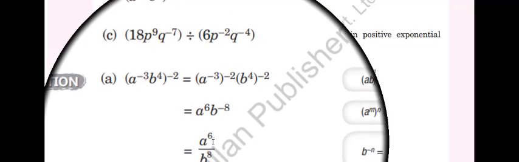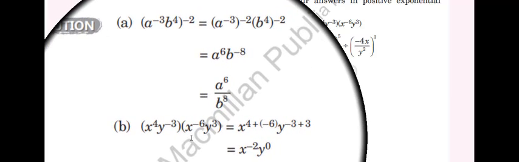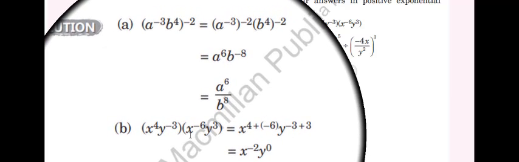Since it's a negative exponent, it will go to the denominator. So the result comes out to be a raised to the power of 6 upon b raised to the power of 8, since we know that b raised to the power of minus n equals 1 upon b raised to the power of n. Now let us solve the next part. Here, since all have a multiplication sign, first of all we'll combine their exponents having the x. X has 4 as well as minus 6, so we'll combine it. Similarly, y is also combined. So it comes out to be y raised to the power of 0, and simply we have x raised to the power of minus 2, which equals 1 upon x squared.